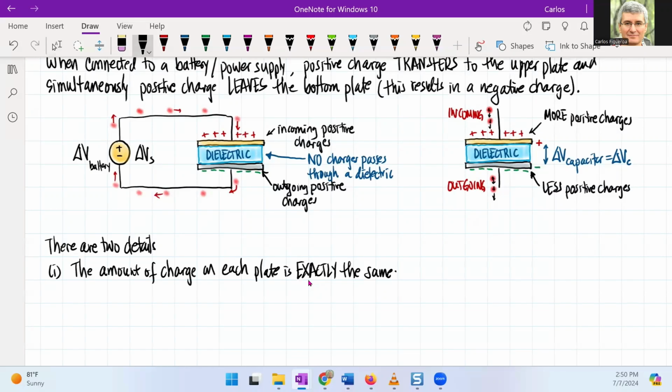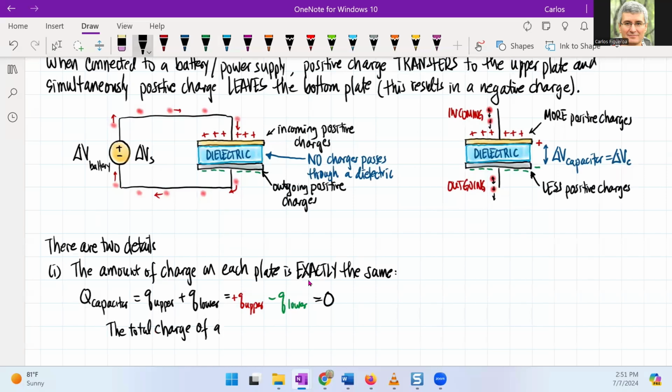So when I look at this thing, what this tells me is that if I look at the total charge of the capacitor, it's equal to the charge of the upper plate plus the charge of the lower plate. And what you're going to find here is that they're equal and opposite. So then this becomes what? This becomes a positive of the upper, and then this guy is the negative of the lower, and these guys are exactly 0. So a capacitor has a total charge of 0. So in other words, the total charge of a capacitor is 0.